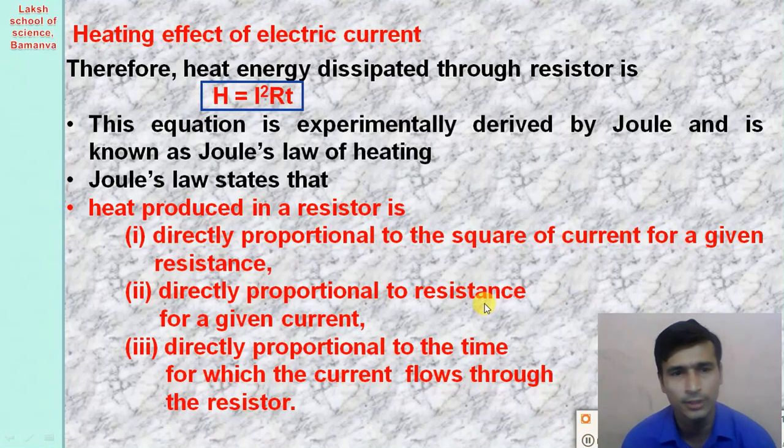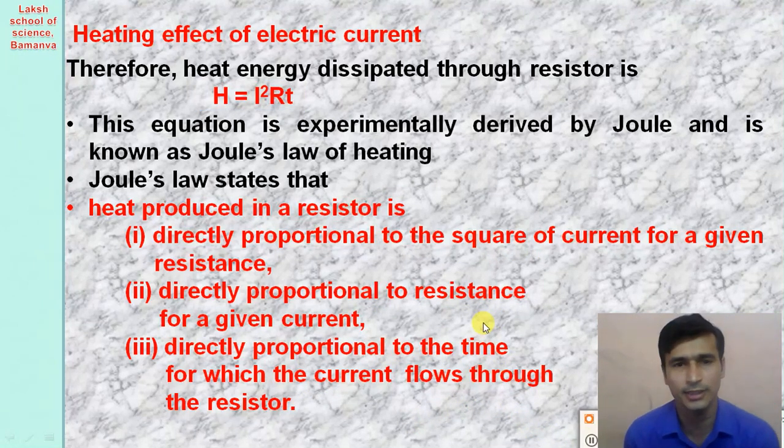So dear students, what is Joule's law? Joule's law states that the heat energy produced in a resistor is directly proportional to the square of the electric current, directly proportional to the resistance of the conductor, and directly proportional to the time for which the current flows through it. Understand?